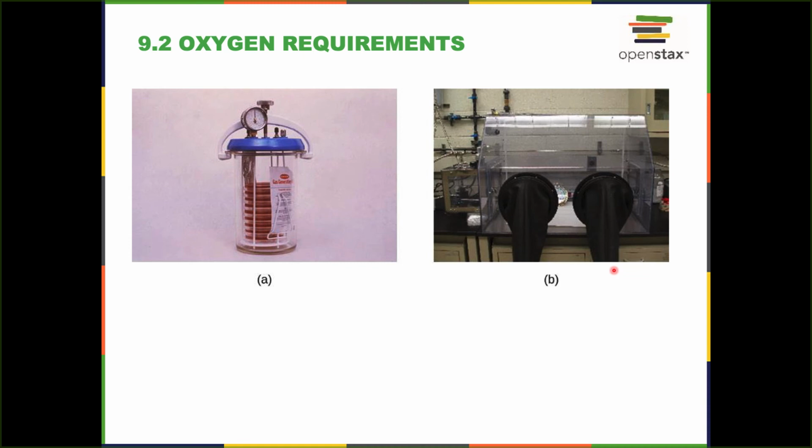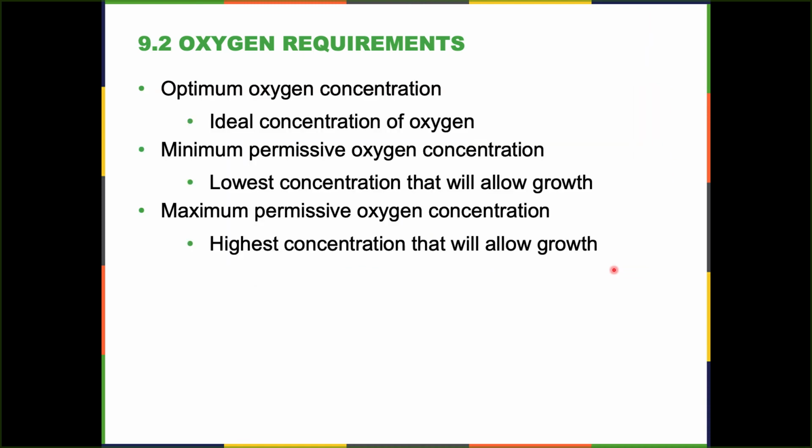Okay, so based on this then, we can define a few things based on oxygen requirements. We can define the optimum oxygen concentration, right? Which is pretty straightforward, as the name implies. It's the ideal concentration of oxygen. The minimum permissive oxygen concentration is the lowest concentration that will allow growth, and the maximum permissive oxygen concentration is the highest concentration that will allow growth, right? Because when we say things like, oh, we are in a 20% oxygen environment, that doesn't mean that 20% is the only thing that we need. We can probably work a little bit higher. We can probably work at a little bit lower concentration, right? And then that will define our oxygen requirements.